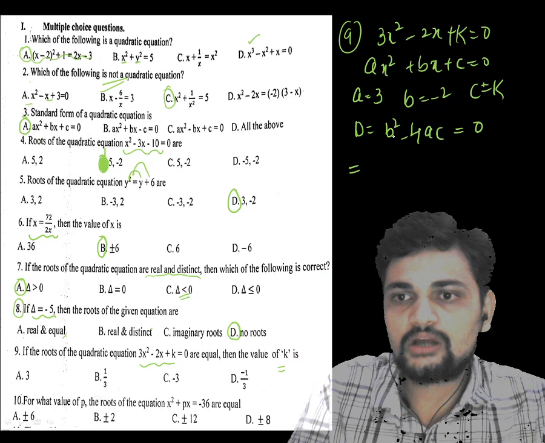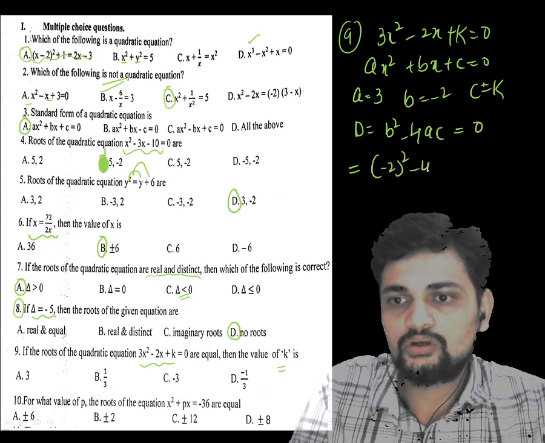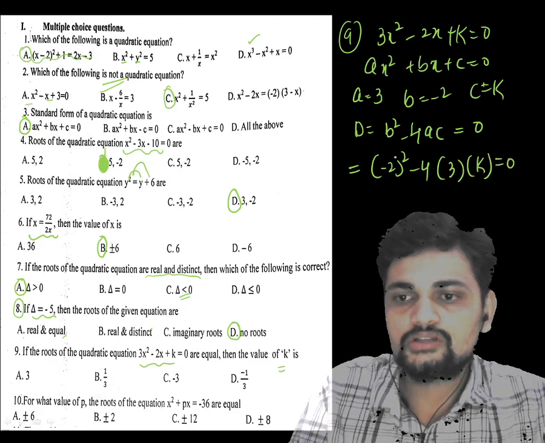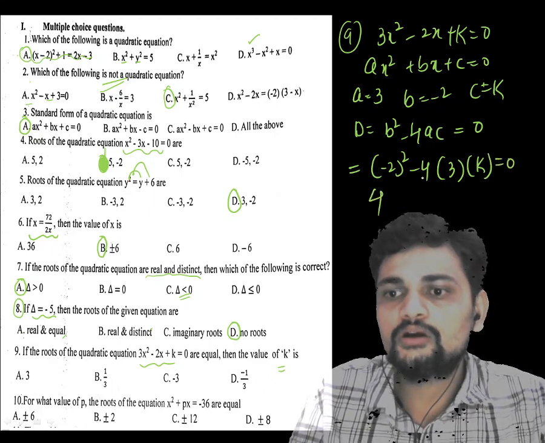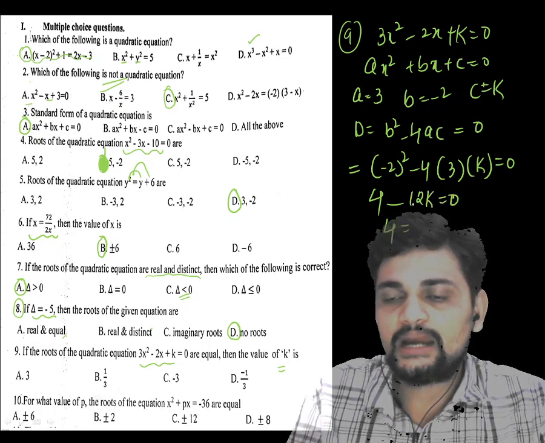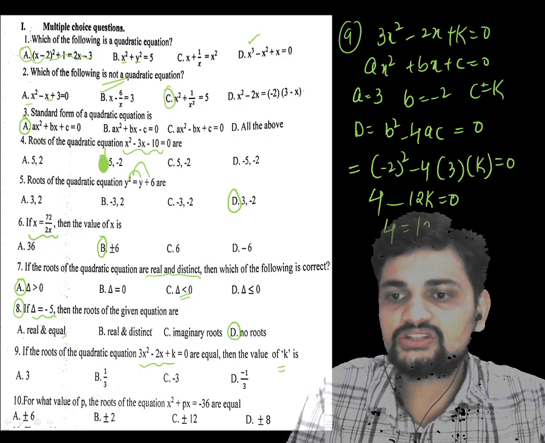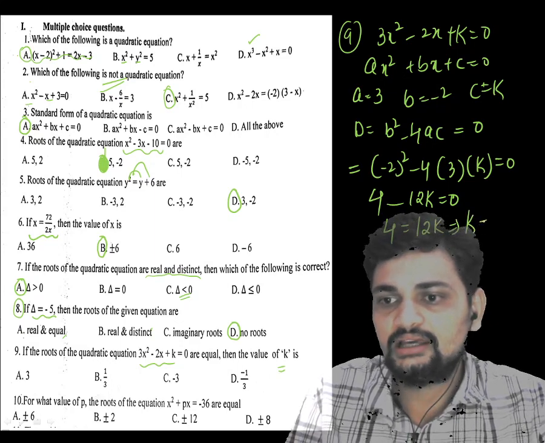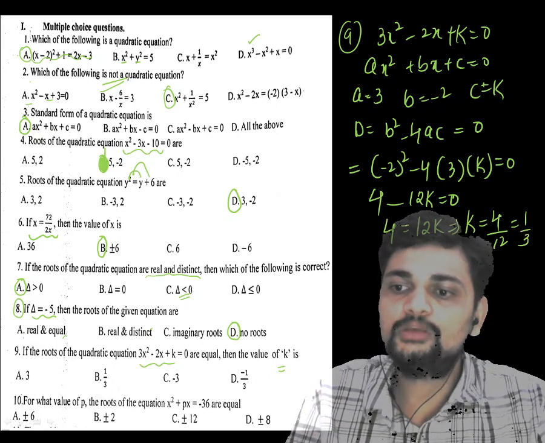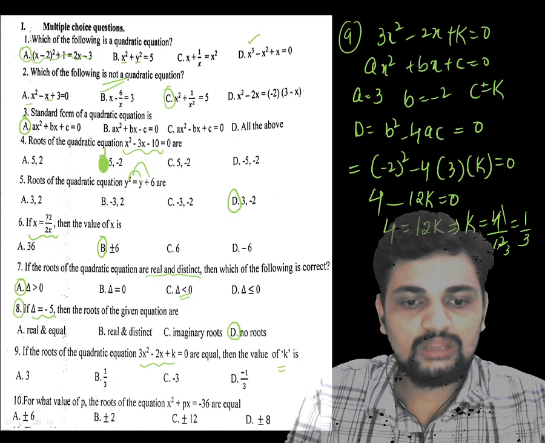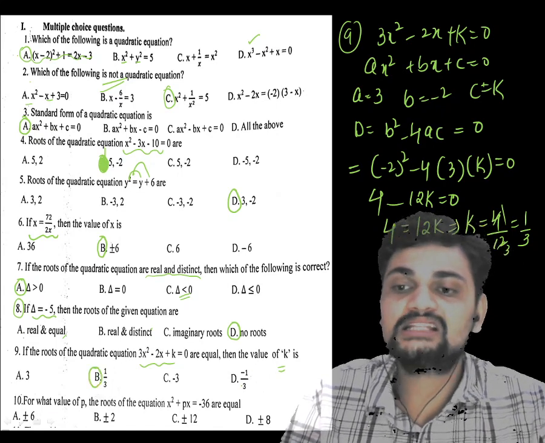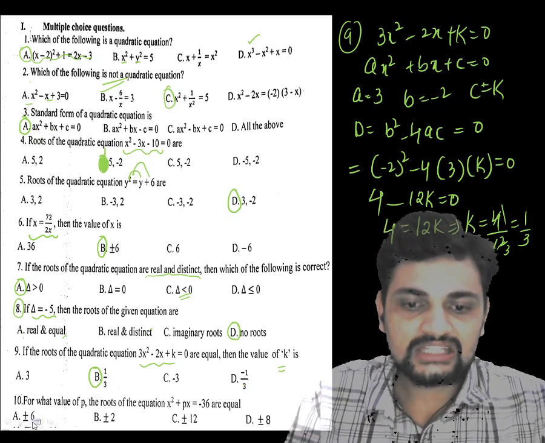So substitute the values now. b is minus 2, minus 4 as it is, a is 3, and c is k equals to 0. Minus 2 whole square is 4. 4 threes are 12 into k equals to 0. Take minus 12k to RHS, it will become plus 12k. On simplification, k becomes 4 by 12, which is 1 by 3, because the fraction needs to be in the least form. 4 ones are 4, 4 threes are 12. So 1 by 3. So option B is correct, because in option D we have minus 1 by 3.